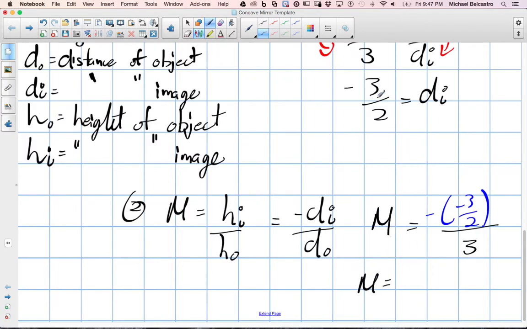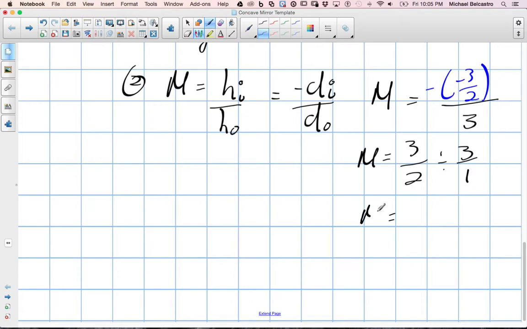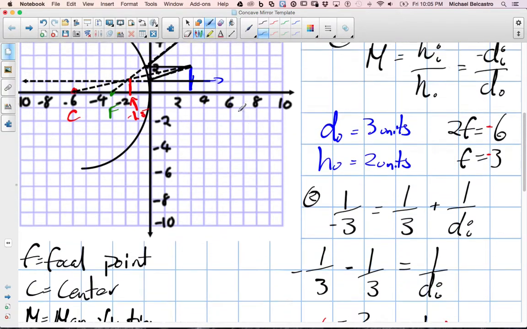Now, we have 2 negatives there. We're going to end up with +3 over 2, and that's going to be divided by the value of 3. We can make 3 a fraction by putting it over 1. And then when you divide fractions, so magnification is equal to, you can just invert the second fraction and multiply. So 3 over 2 multiplied by 1 over 3, which will be equal to 3 over 6. So the magnification is actually a half. So it's actually going to be magnified by a half.